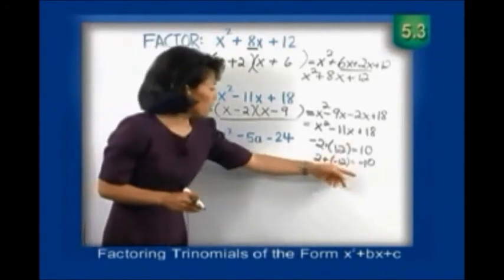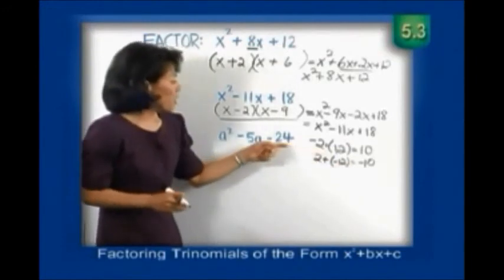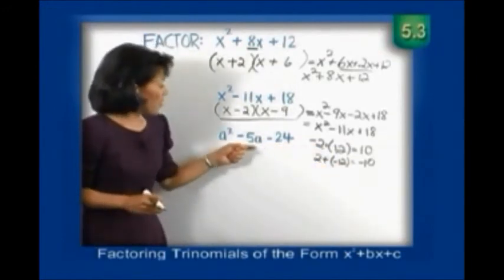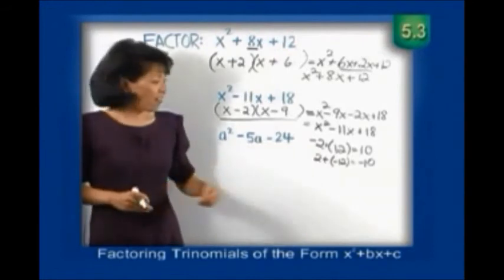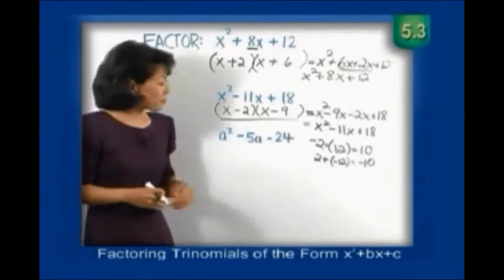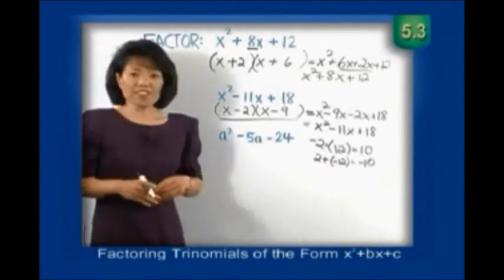So obviously this one didn't work because we needed two numbers that have a product of negative 24, which these do, but at the same time we want them to have a sum of negative 5, which in this case we got 10 and negative 10, so that doesn't work. Now, the more you do this, the easier it will become.